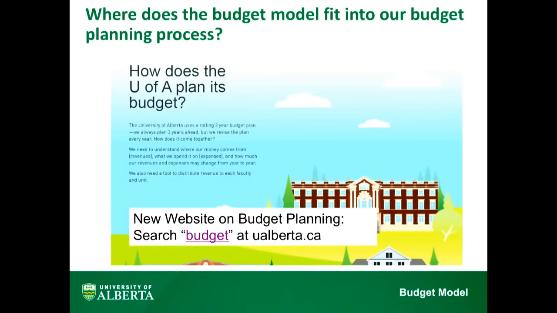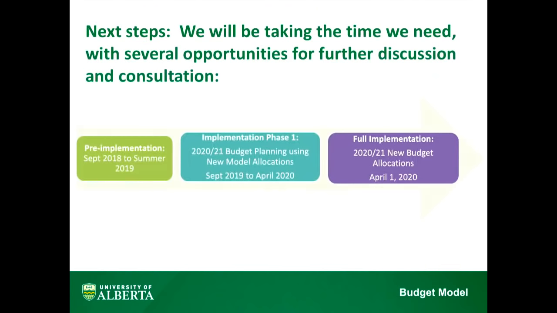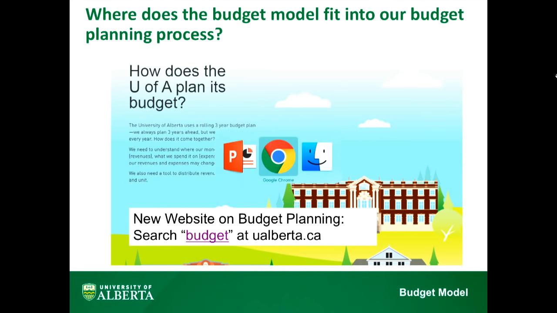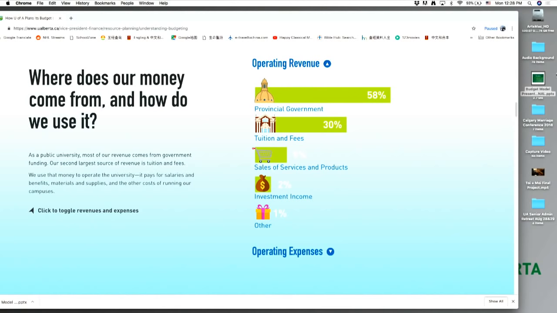I want to talk a little bit about where does this fit into our budget planning process. You may or may not be aware of this. This is a site that has been put up now a few weeks ago, and it talks a little bit about how do we develop our budget plan. So I want to go to the slide that you've got. This is about the third slide in. So when you look at it, we're talking about our operating budget. And really what we're talking about is, in terms of the operating revenues, what we get from the provincial government, and tuition and fees for the most part. And it's about allocating it.